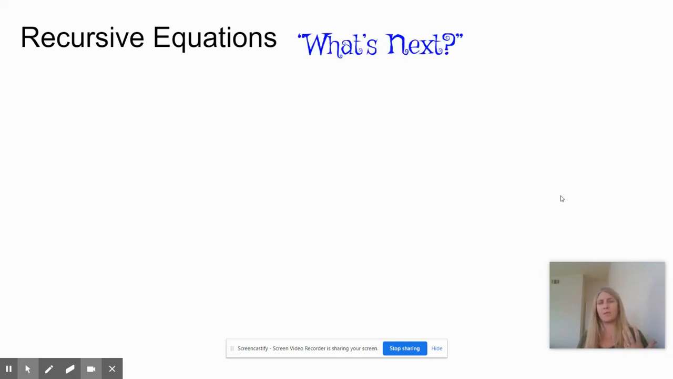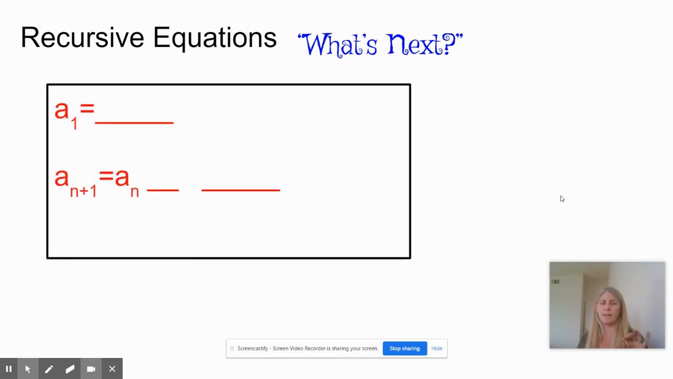It's answering the question, what's next? So if I give you one term, the recursive equation will simply tell you how to find the next term. So I can't ask you what the 100th term is unless you've already told me what the 99th term is. If I told you what the fifth term is, you can tell me what the sixth. But you have to know the previous term in order to use that pattern to find the next term.